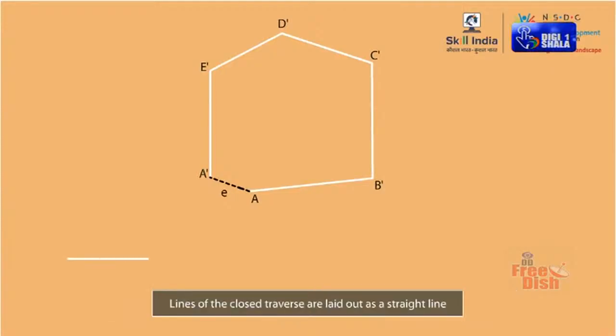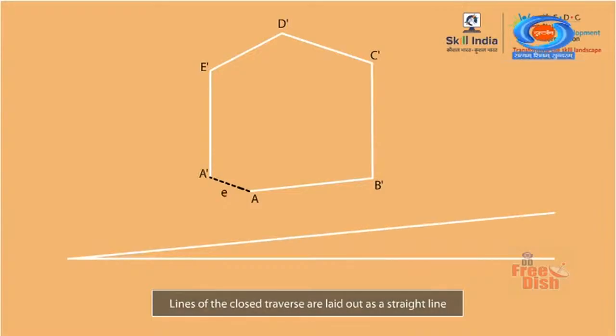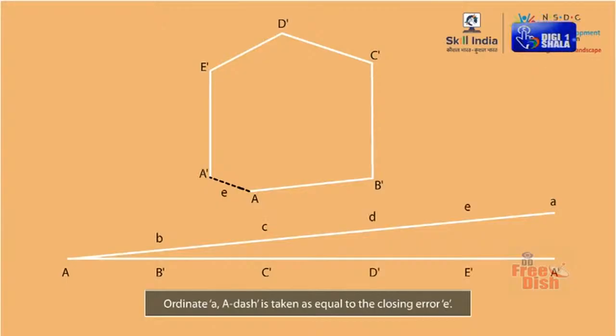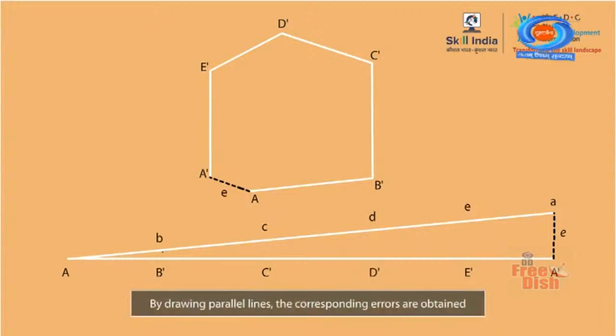The lines of the closed traverse are laid out as a straight line and the ordinate A A dash is taken as equal to the closing error E. By drawing one line at every traverse point on the straight line, so that all the lines are parallel to A A dash, the corresponding errors B B dash to E E dash are obtained.